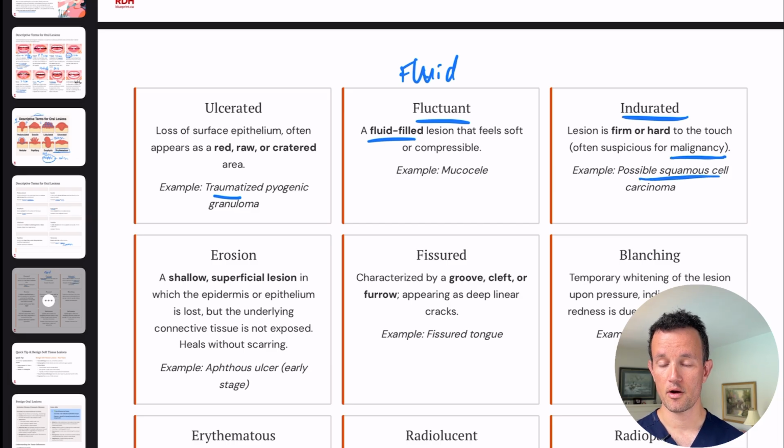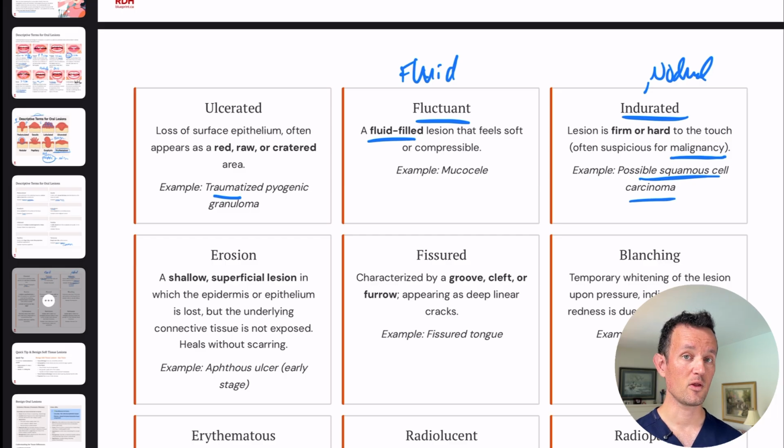Possible squamous cell carcinoma. You need to know this. If something is firm and raised, they might not use the word firm. They might just say, a raised indurated lesion is found. Is that a nodule or a vesicle or a bulla? They expect you to know that firm or indurated can be used interchangeably. So that's what I want you to think of. It's going to be probably a nodule.